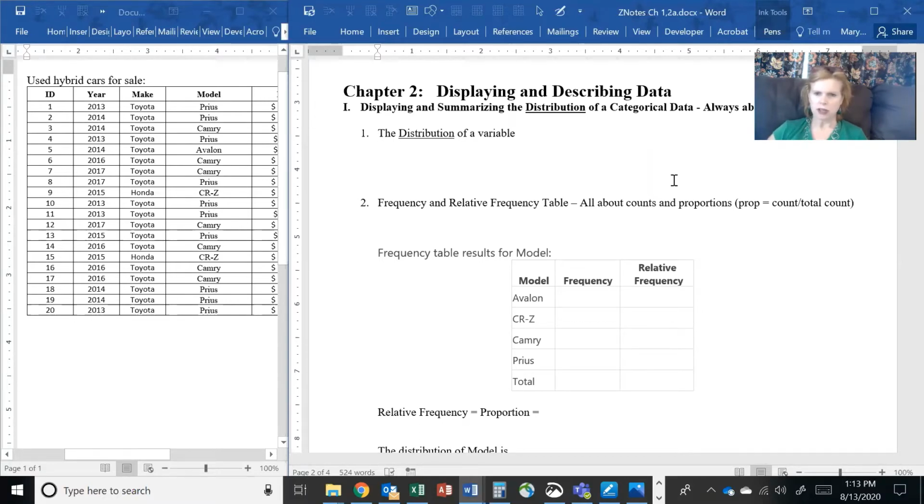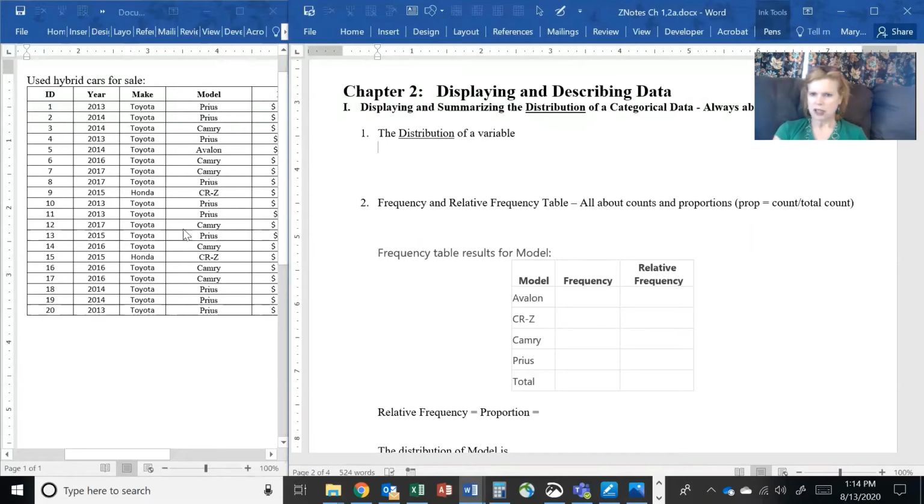So if we look at our data set we were looking at last time, we've got model of cars. So you can see we've got Prius, Camry. So there's several different models that each car may be. All right, so when we want to summarize a categorical variable, such as this, what we need to do is count how many are in each category.